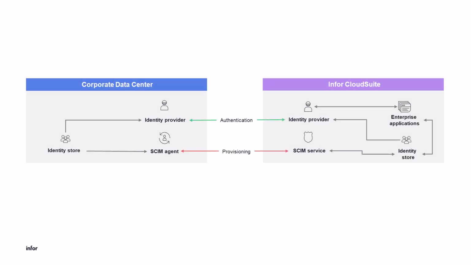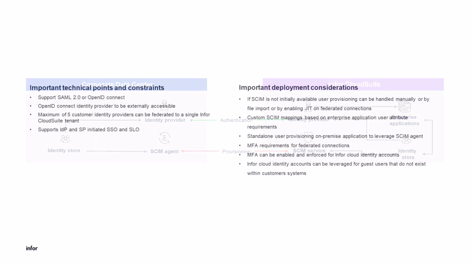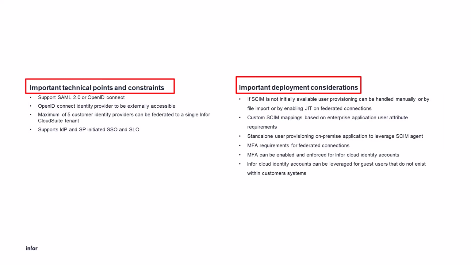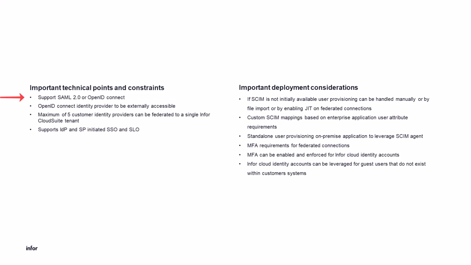Here is a best practice view where the system of record will be the customer's identity store, for example, Active Directory. Let's review some of the important technical points and constraints and deployment considerations. Like authentication, federation must either support SAML 2.0 or OpenID Connect. If the OpenID Connect federation is used, it requires the customer's identity provider to be externally accessible.